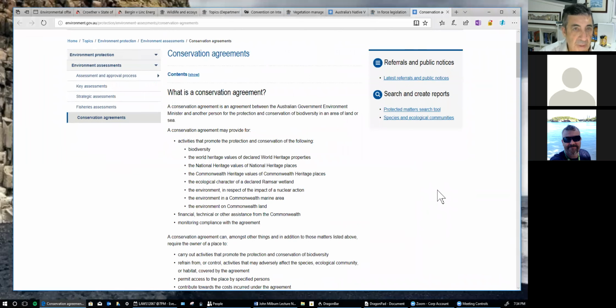Again, this is provided through authority under the EPBCA, and the Commonwealth, a conservation agreement is essentially this. It's an agreement between the Australian Government Environment Minister and another person for the protection and conservation of biodiversity in an area of land or sea. In order to better understand this, you really need to look at the list of conservation agreements to get a feel for how this works in practice.